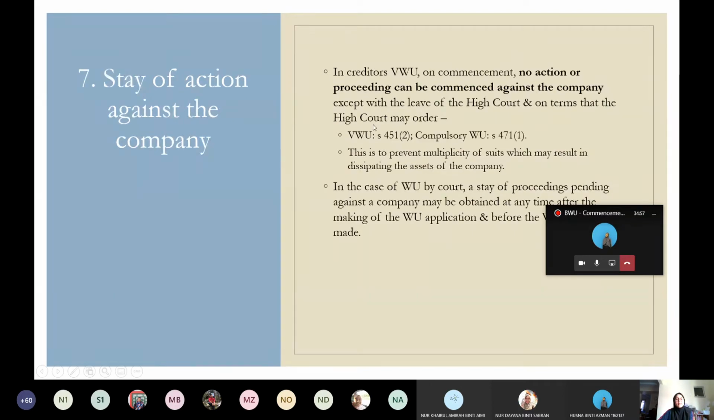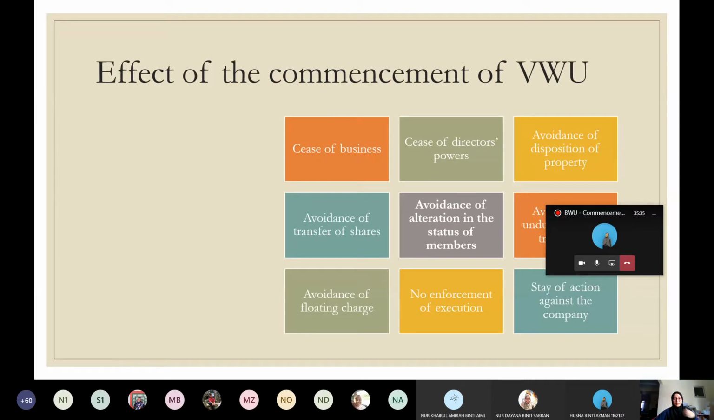Okay, 7 is stay of action against the company. Okay, sama dengan bankruptcy juga kan. So when winding up of the company has commenced, so other creditors tu cannot proceed with a court proceeding against the company. Okay, tak boleh lagi masuk proceeding yang baru ataupun proceeding yang sedang berjalan tu dia stop. Dia stay, dia panggil stay, that is dia stop pending the winding up process ataupun liquidation process ya. Okay, so yang ni effect of the commencement of winding up.